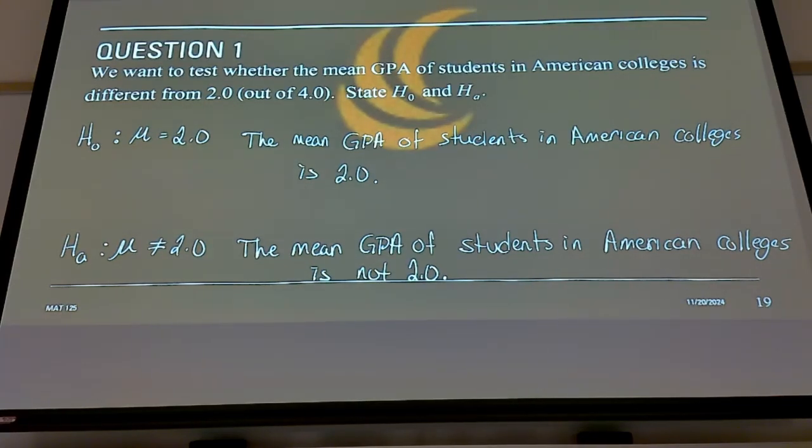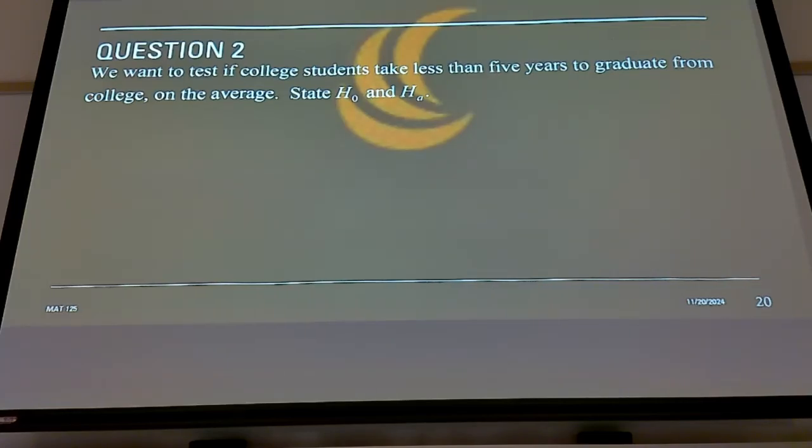So this one is the two tails, right? This would be a two-tailed test. That's all they wanted for that problem, and just state the null and alternative. Want to test if college students take less than 5 years to graduate from college on average.